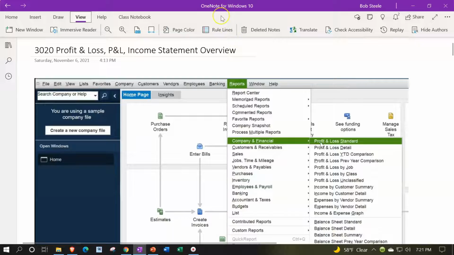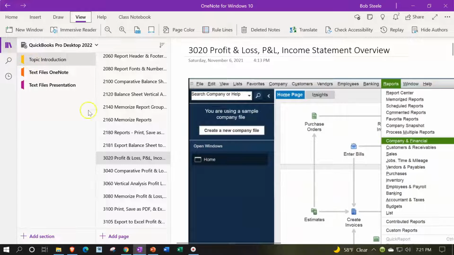If you have access to OneNote and would like to follow along, click the icon on the left-hand side, then topic introductions, 3020, Profit and Loss, P&L, Income Statement Overview. Also take a look at the Immersive Reader tool, topic introductions, also in the text area with the same name and same number, but with transcripts that can be translated into multiple languages, either listened to or read in them. Same name and number as the presentations as well.